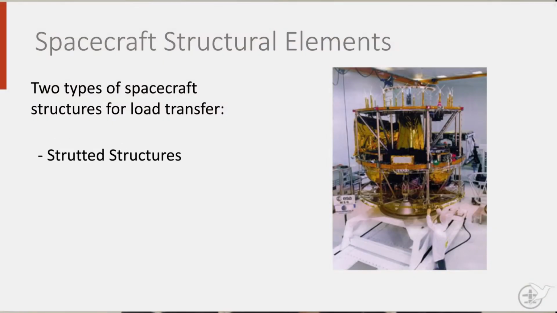If you look at spacecraft, which form the payload that is carried up into space by the launcher, they typically have one of two types of structures which are used to transfer loads. Strutted structures, which are often three-dimensional trusses optimized for carrying loads, as can be seen here, or cylindrical cell structures, also known as polar platforms.